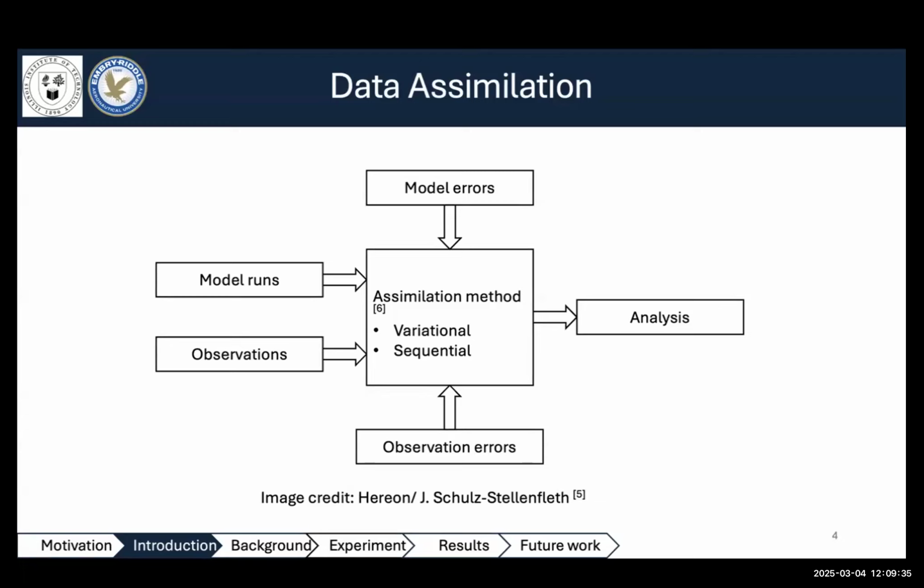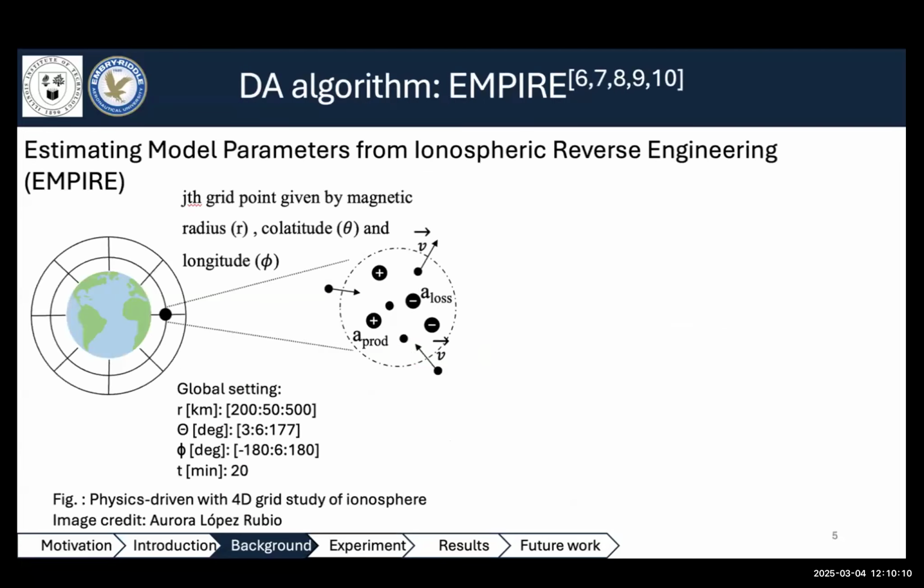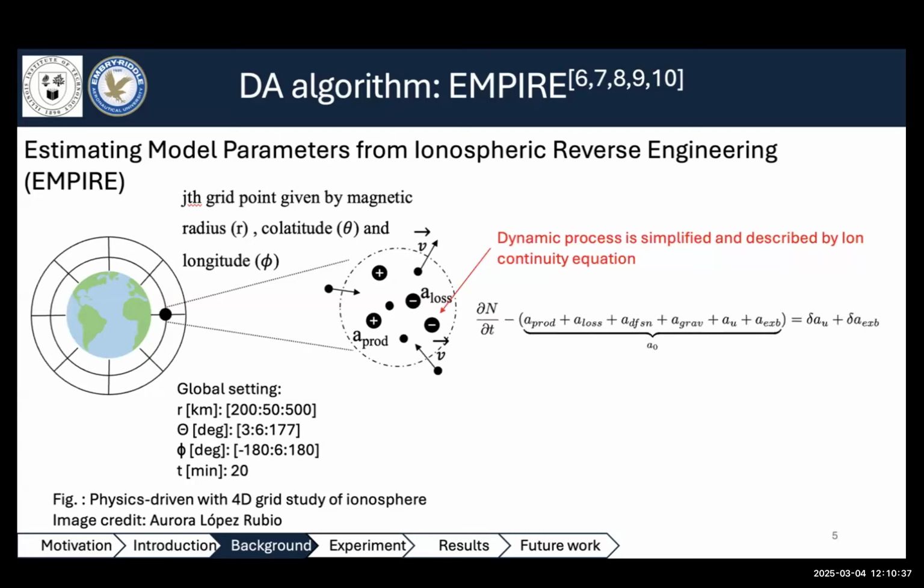Then after the optimal atmospheric states are calculated, they can be put into analysis to investigate the physical phenomena. In this presentation, I will show one sequential-based assimilation method that has been developed for a decade. It is called Estimating Model Parameters from Ionospheric Reverse Engineering, or E-MPIRE. It is defined by altitude, geomagnetic latitude, longitude, and time. Each grid point represents the production, loss, and transportation of the charged particles. The physical equation is formulated by what we call the ion continuity equation.